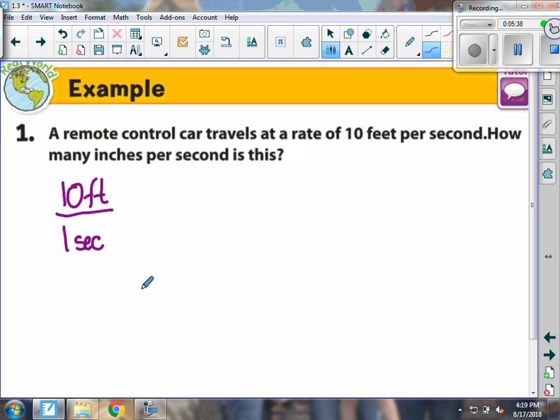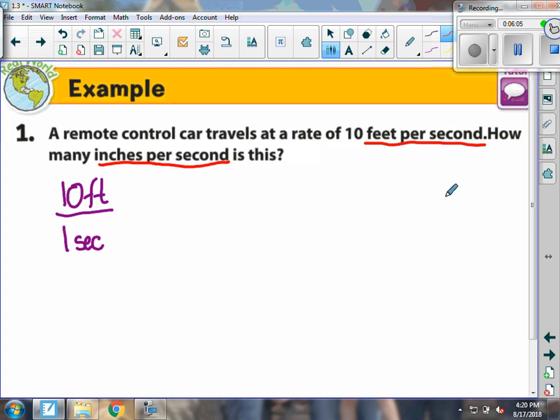So there's my fraction. Now I need to multiply it by 1. But I need to figure out what my 1 is. So underline feet per second and inches per second. And look at these two phrases. I want you to look at what's the same and what is different about these.